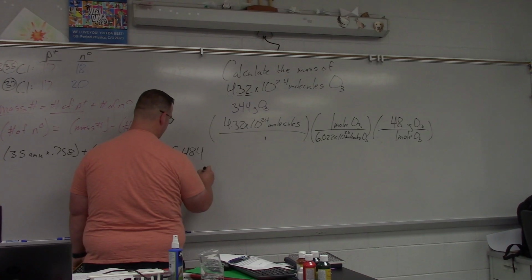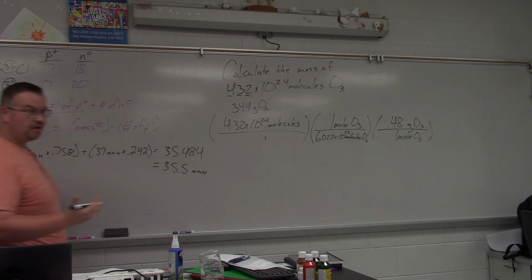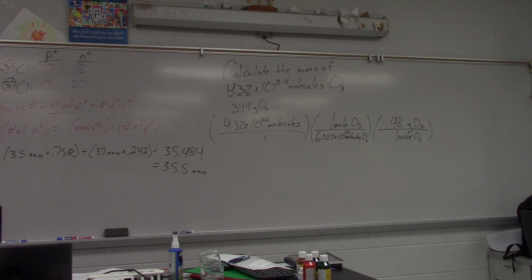35.5 AMU, which is just atomic mass unit, or we should have 35.5 grams per mole. Okay?